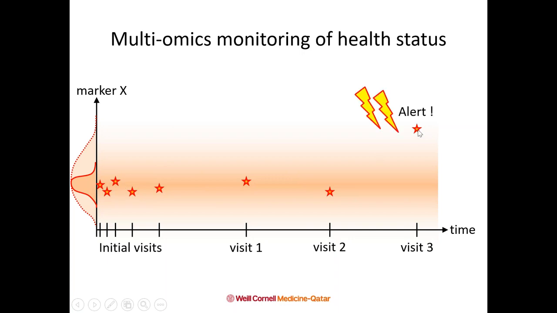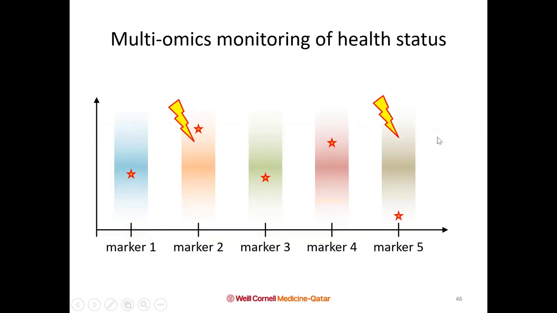And then if something jumps out, you can get an alert, look at all the other markers, and you may find out that you have a certain combination, that maybe not only one is out, but a certain profile, one may be up, one may be down.